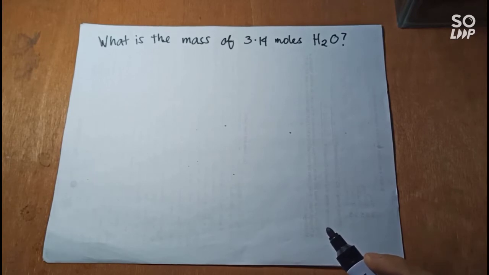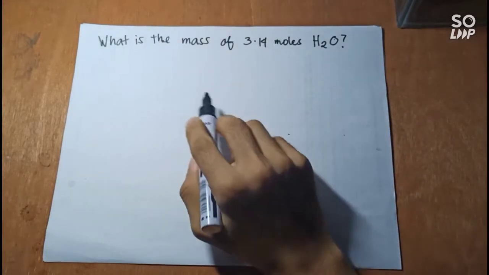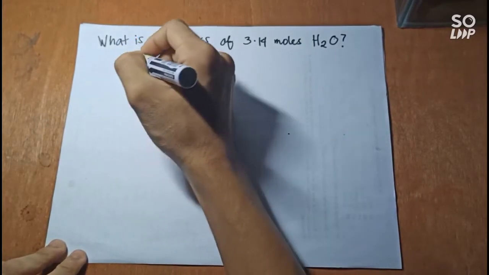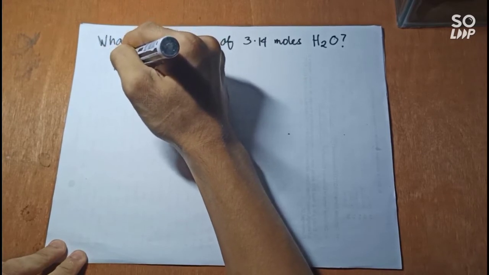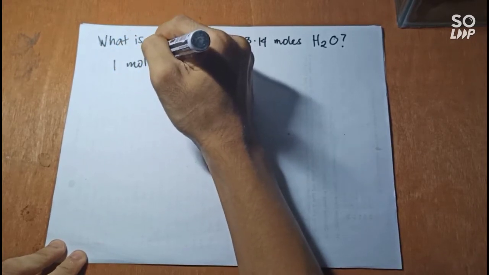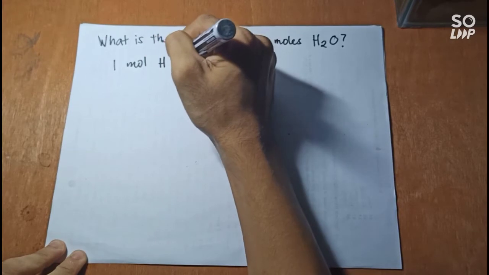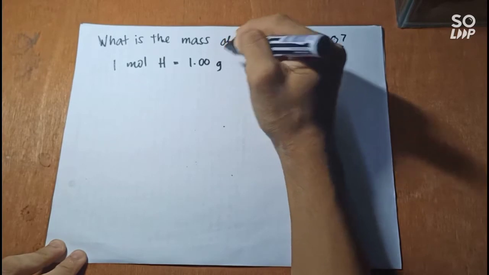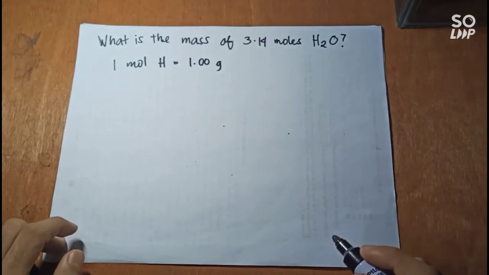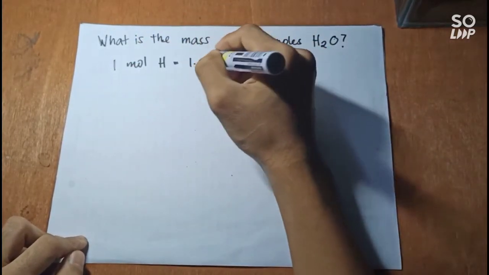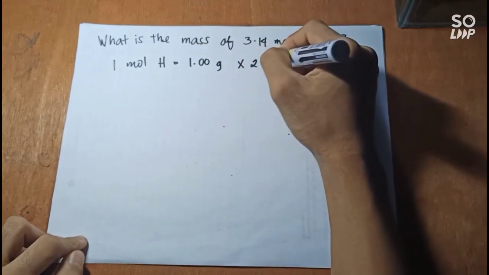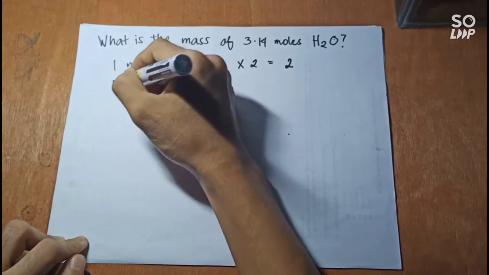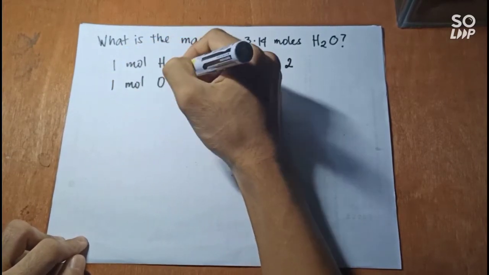Now let's try these few sample problems. The first problem is, what is the mass of 3.14 moles of H2O? Now we know that 1 mole of hydrogen has a mass of 1.00 gram, and since there are 2 moles of hydrogen in H2O, therefore the mass of hydrogen is 2 grams. And now, 1 mole of oxygen has a mass of 16 grams.